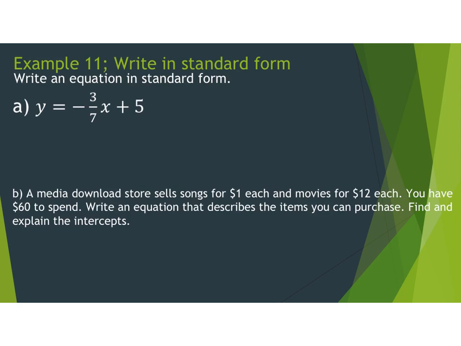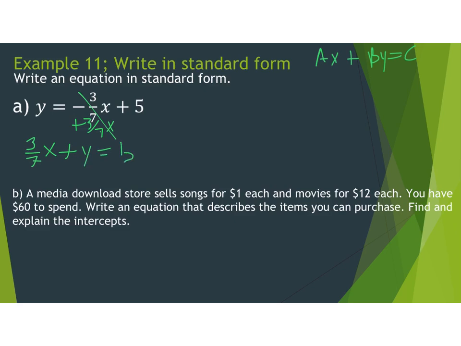For these last couple examples, we just have to write it in standard form, meaning a number times x plus or minus a number times y equals a number. That's our standard form. So we need the x and y on the same side, so I'm going to start by adding the 3 over 7x. So I have 3 over 7x plus y equals 5.